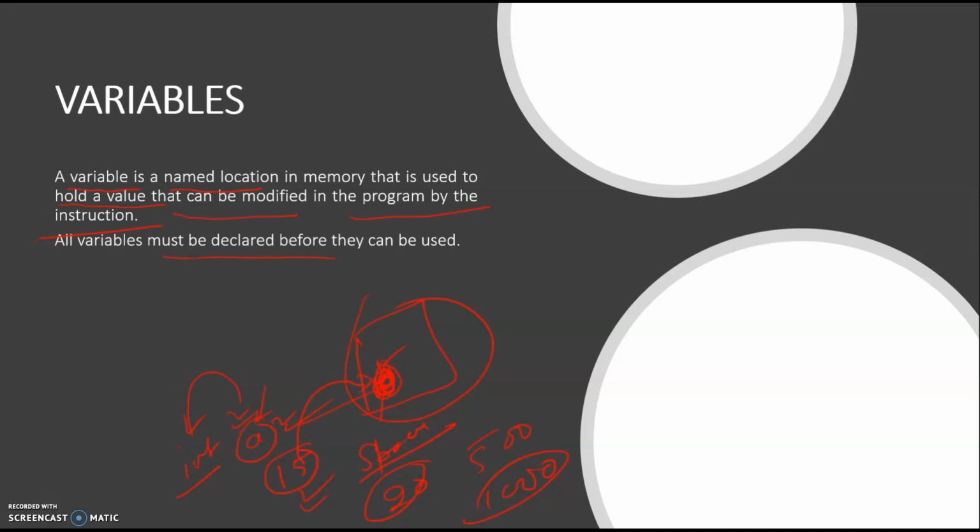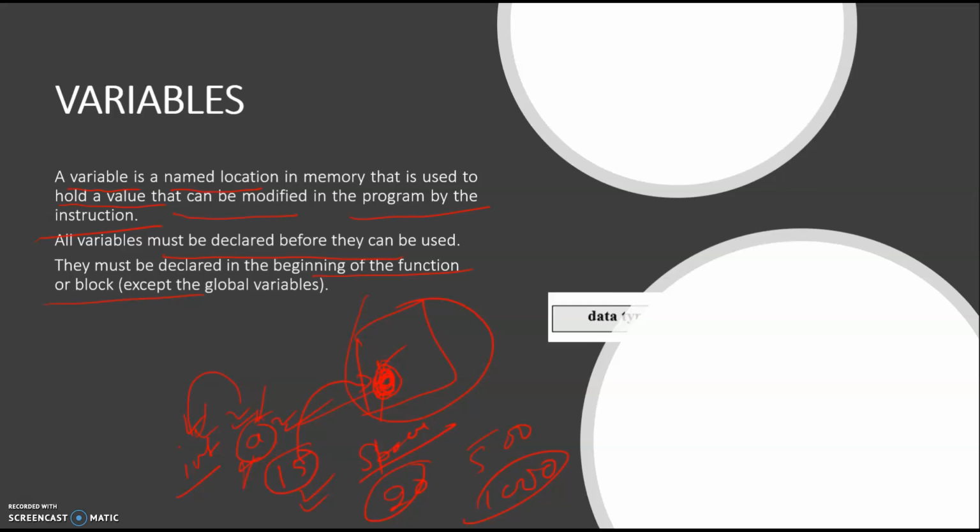A variable must be declared. So if you want to use this a and it is of integer type, then you must declare it. Variables must be declared in the beginning of the function or block, except those of global type.